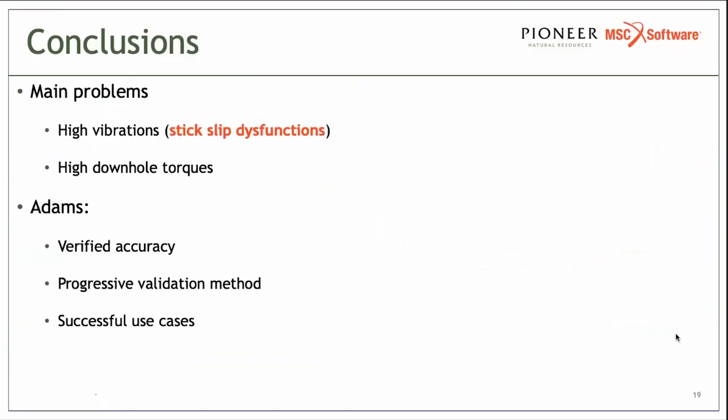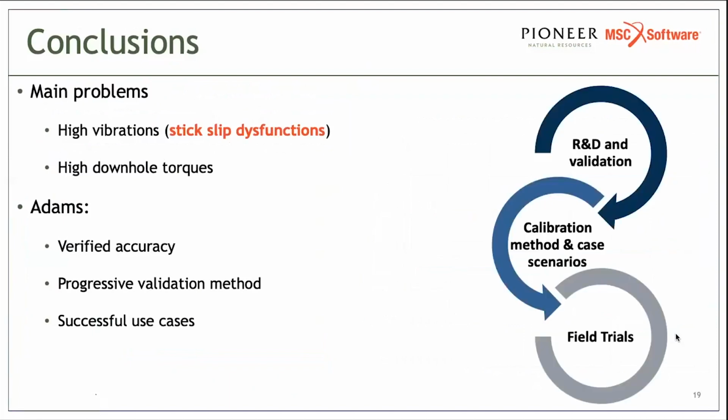The presentation is that the main problems in the studied BHA runs were high vibrations due to stick slip dysfunction, as well as high downhole torques. Using Adams, we have verified the accuracy, implemented the progressive validation method, and presented successful use cases. The validation work was already completed, and with this slide I show the details of the calibration method and case scenarios.